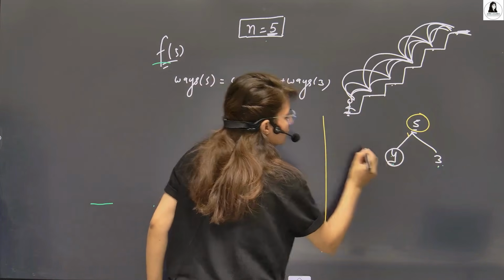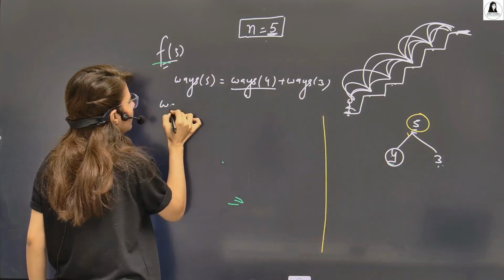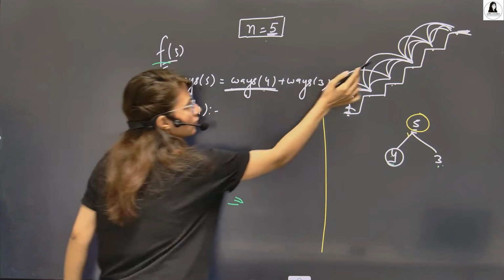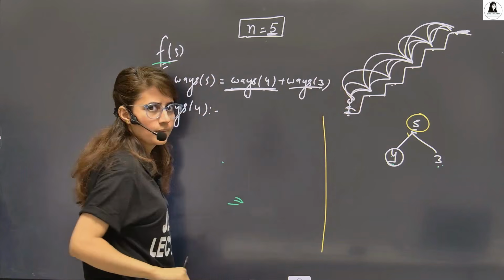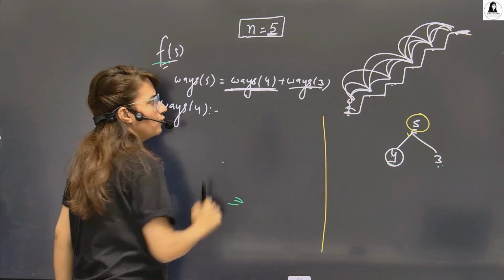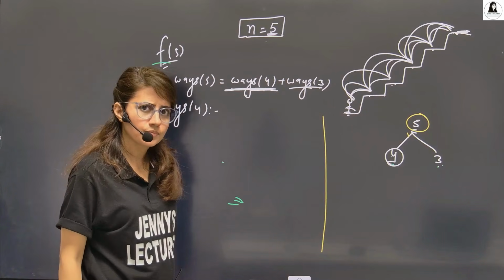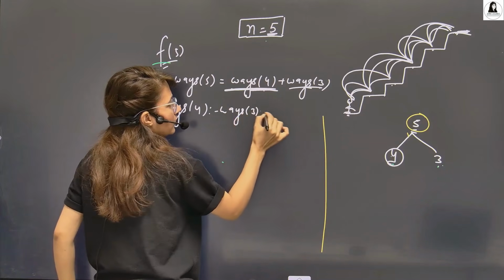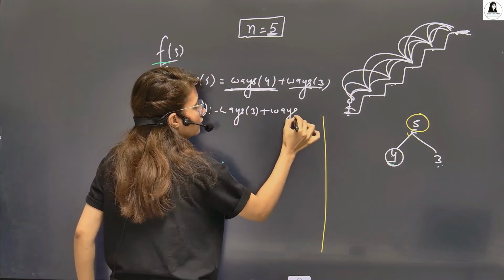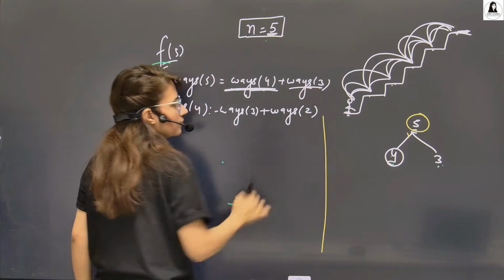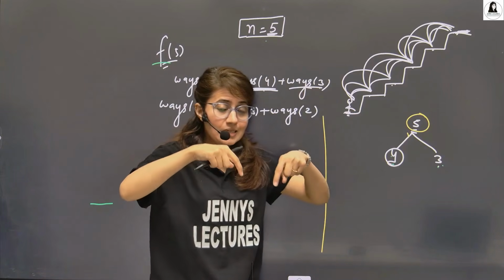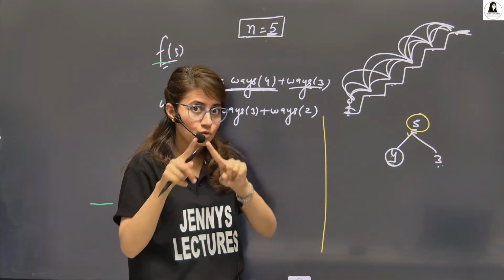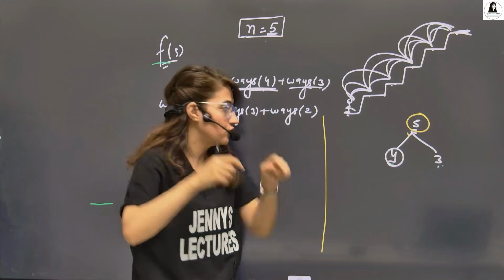So can you identify the number of ways? It means the number of ways to reach till 4, the number of ways to reach till 3. But we have to find out now the number of ways to reach till 4. If you know the number of ways to reach till 3 plus the number of ways to reach till 2, because we can take one step or two steps. So you have choices, one step or two steps. Two choices you have at every stage.